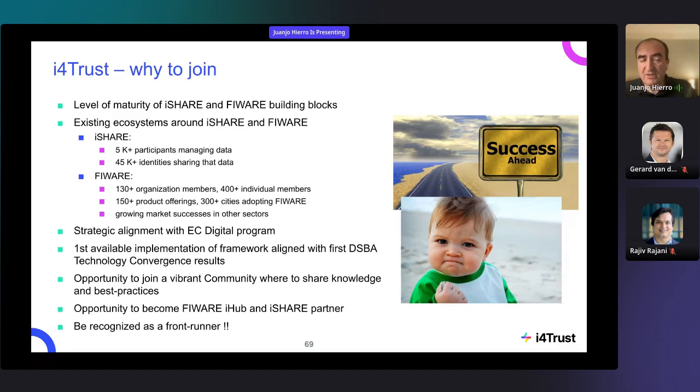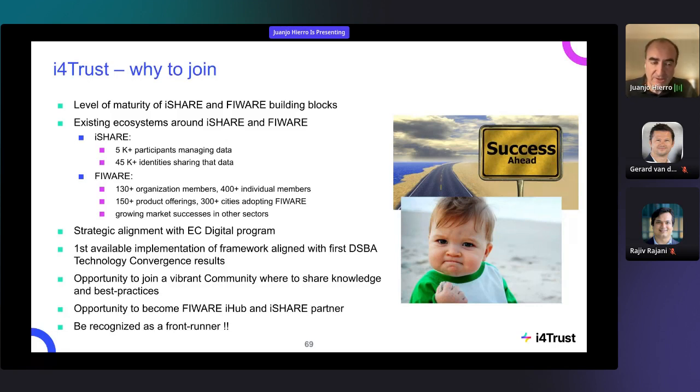Why join i4Trust? First of all, and very important, the level of maturity of the iSHARE and FIWARE building blocks. We are talking about technologies that have already been proven in the market and that now, for the first time with the i4Trust collaboration program, are integrated together to solve all the needs of organizations willing to set up data spaces, bringing as part of it all the ecosystems that are behind both organizations.